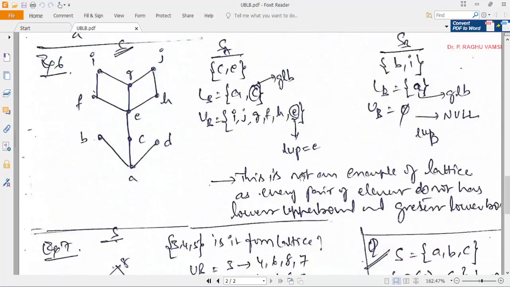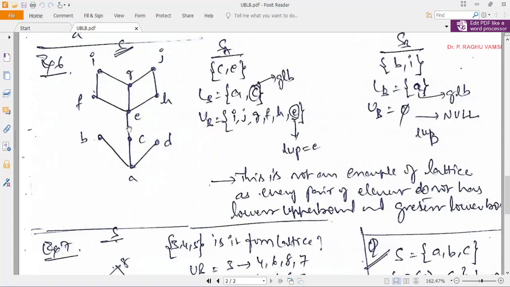We'll consider another example. This is the hash diagram, and the subset given is C comma E, in which the lower bound will become C. See, from C, what elements can be reached? From C, because of reflexivity, C can be reached, as well as A. So C and A can be reached from the lower bound. Whatever elements are there in A comma C are less than E, so we can include these two.